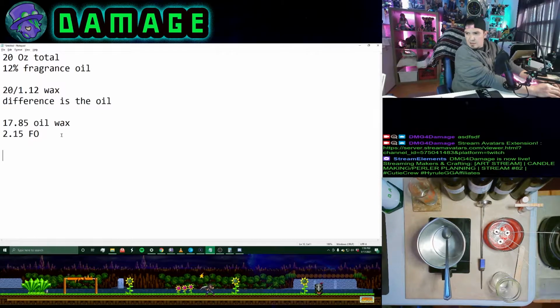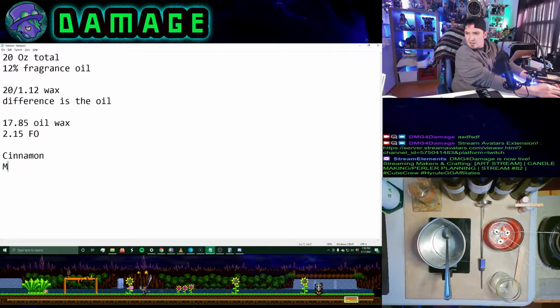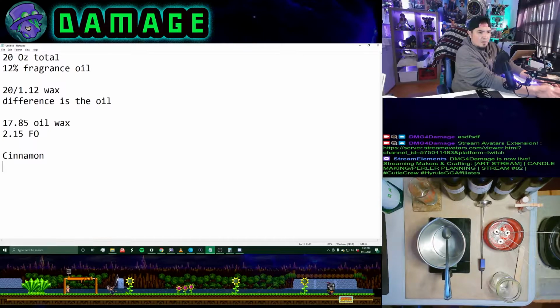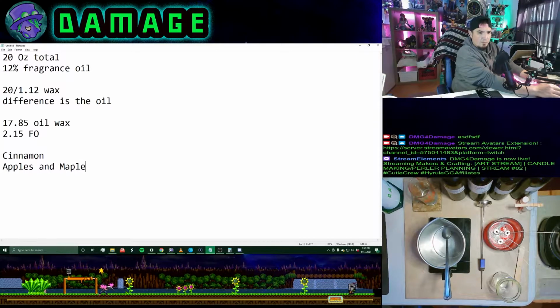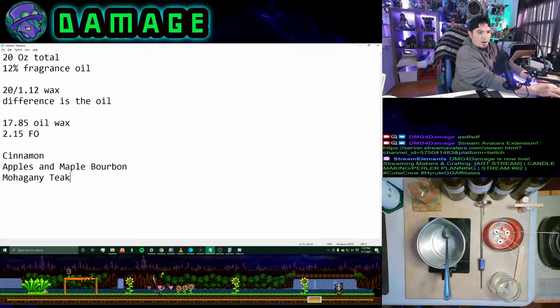So let me write down my scents. We want more cinnamon. We want higher apples and maple bourbon. And we have mahogany teakwood and leather.